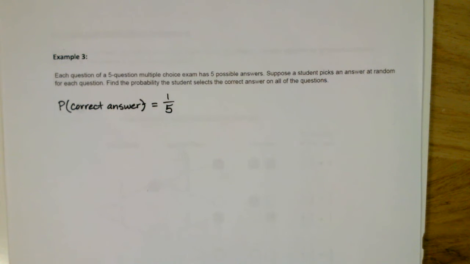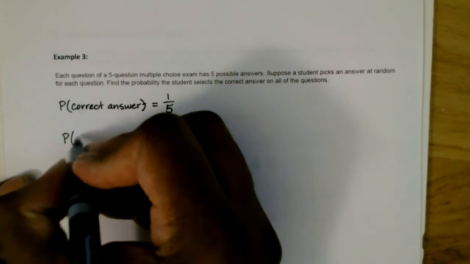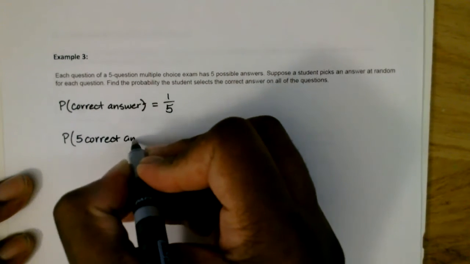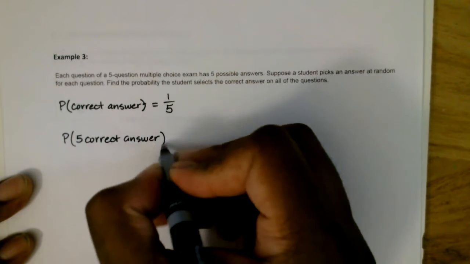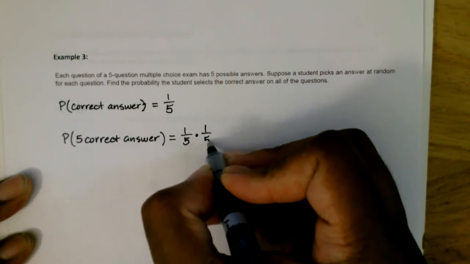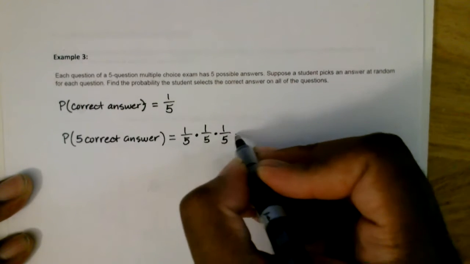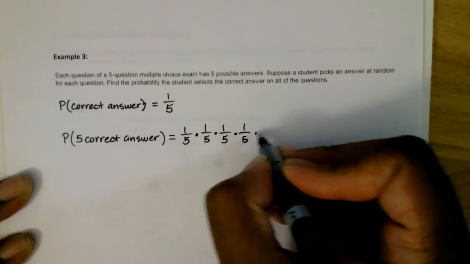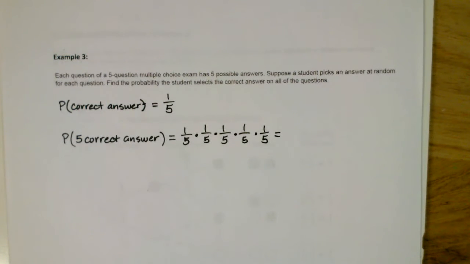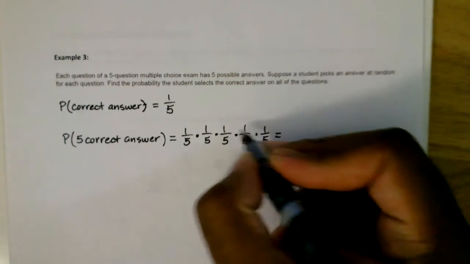So for a 5-question multiple choice exam, the probability of selecting 5 correct answers, we take 1/5 and multiply that as a factor 5 times. And we're assuming that the answers they choose are independent. So multiply numerator times numerator and denominator times denominator.